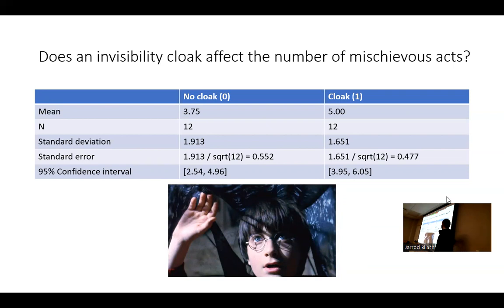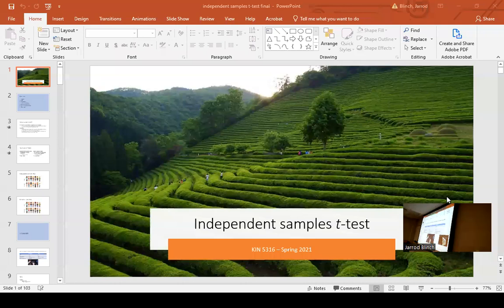Then we have another group of participants, a different 12 participants, and we give them invisibility cloaks, and we see how many mischievous acts they commit, and the mean is higher. The standard deviation is actually lower, so is the standard error, and there's the confidence interval. And we want to know, is there a significant difference? So to do that, we need to run an independent samples t-test.